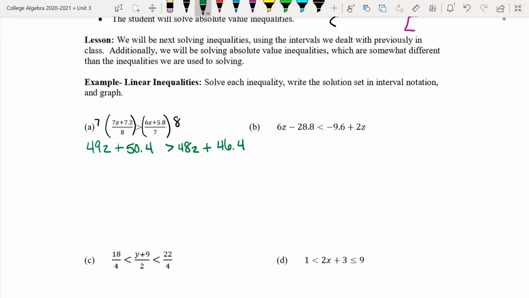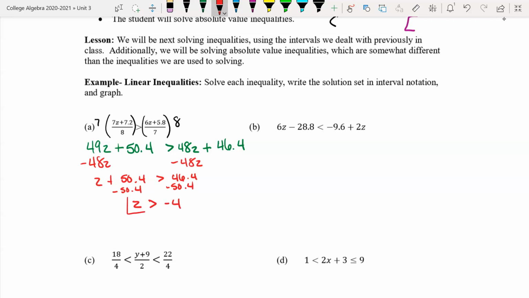Now you just go back to traditionally solving an inequality. You want to get your z's on one side and your numbers on the other side. So I'm going to subtract 48z. We have z plus 50.4 is greater than 46.4. The last step is to subtract 50.4, so I get z greater than negative 4.